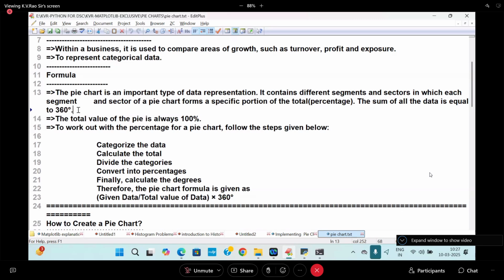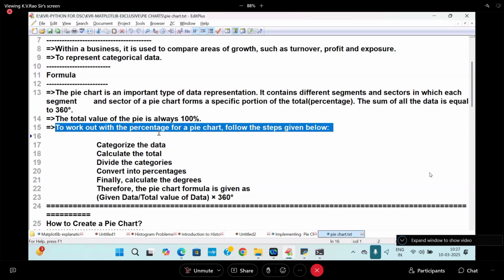As we discussed, 360 degrees. The total value of the pie is always 100%. So in the 360 degrees, how much percentage of the pie chart value? 100. How to represent it? To work out the percentages of a pie chart, follow the steps given below.